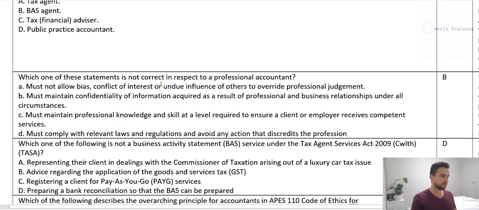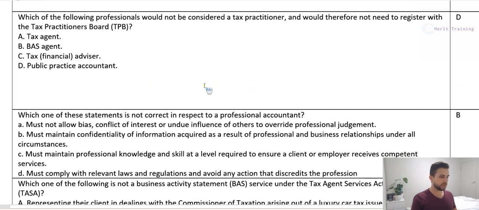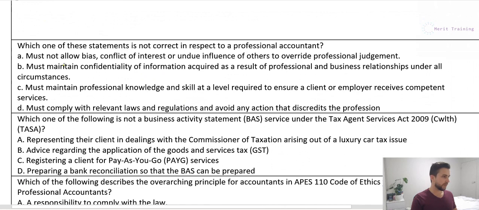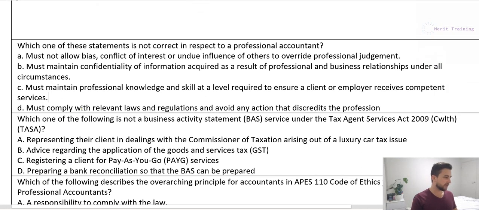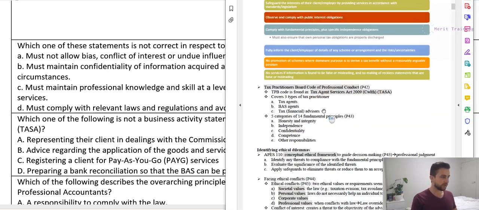So which one of these statements is not correct in respect to a professional accountant? A, must not allow bias, conflict of interest, or undue influence of others to override professional judgment. B, must maintain confidentiality of information required as a result of professional and business relationships. C, must maintain professional knowledge and skill at a level required to ensure a client or employee receives competent services. Or D, in public practice, must comply with the relevant laws and regulations and avoid any action that discredits the profession.